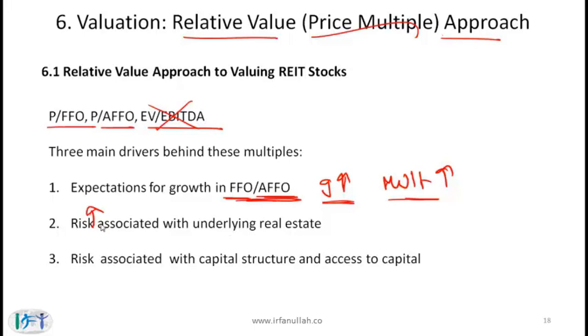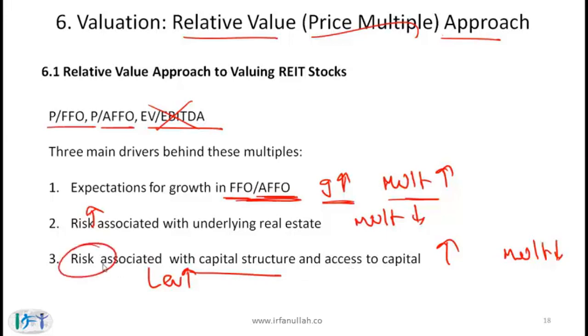And a higher risk will result in relatively lower multiples. And finally, risk associated with capital structure and access to capital. Here again, relatively high risk will result in relatively low multiples. And the point here with capital structure is somewhat straightforward. Obviously, a company that relies heavily on debt, so if leverage is relatively high, then access to capital becomes difficult and risk levels are high. So from an exam perspective, you need to make sure that you know these three drivers.